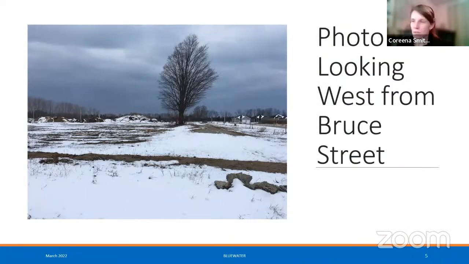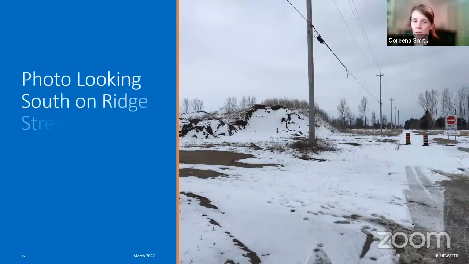So with respect to just some of the site photos on the property, this is looking from the east side of this block towards Ridge Street. And this is on Ridge Street itself. This is looking south from Ivings Drive to the CAW or Unifor lands.